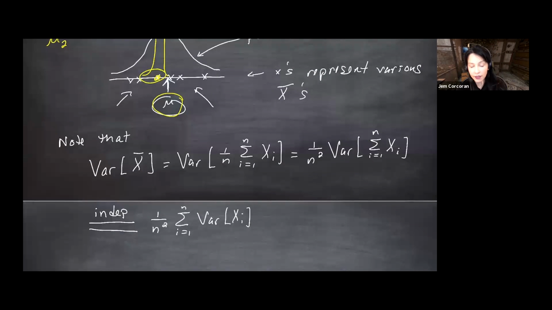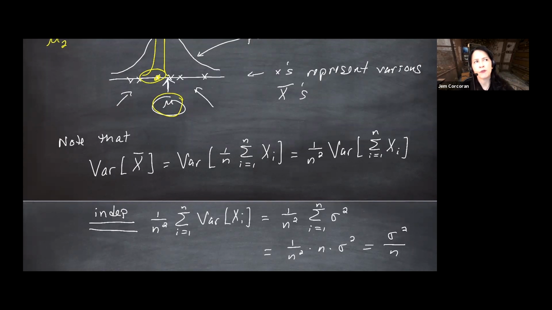And then if we have an IID sample, they all have the same variance. So we've got 1 over n squared, the sum as i goes from 1 to n of sigma squared. And so I have n of those, right? So this is 1 over n squared times n times sigma squared. It is sigma squared over n, where sigma squared is the original variance for the individual X's from the distribution. So the variance of X bar is smaller than the original variance, which makes a lot of sense.